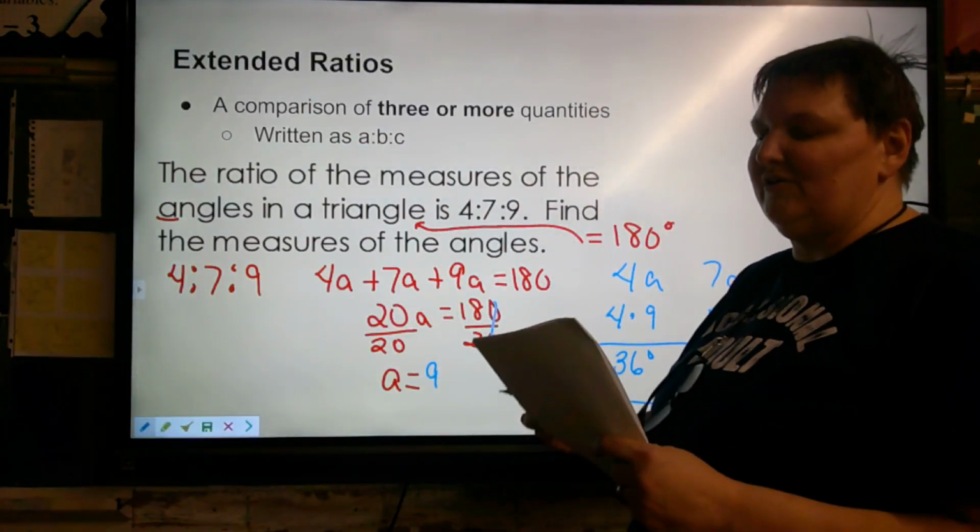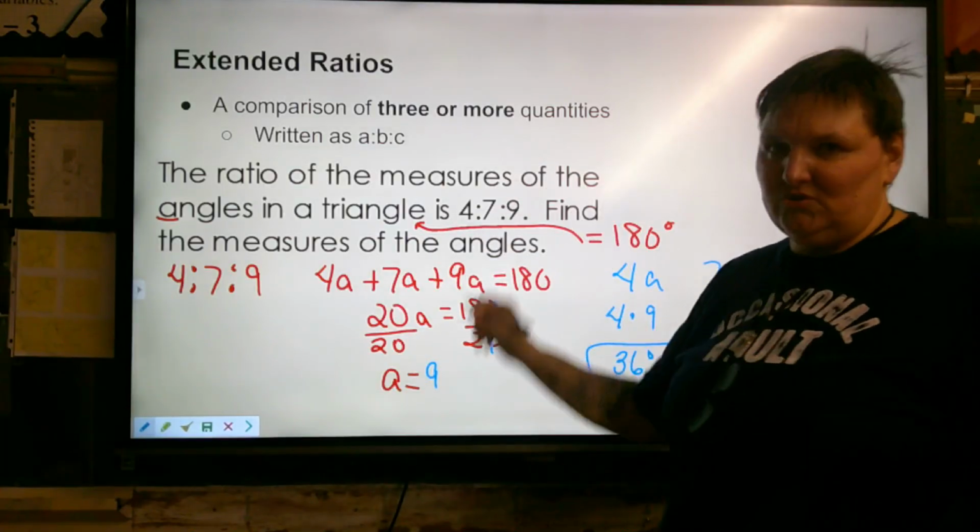Alright, now you can go get the practice sheet, do the practice sheet, get the mastery check, do the mastery check, staple it all together and turn it in. Short notes. You're good.